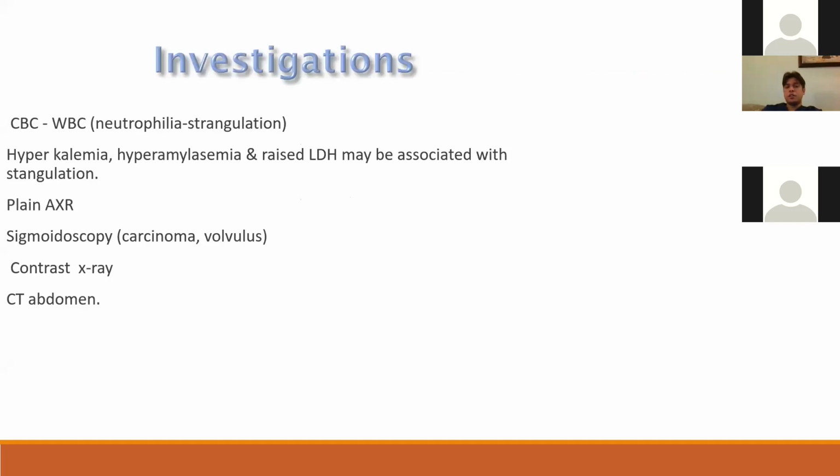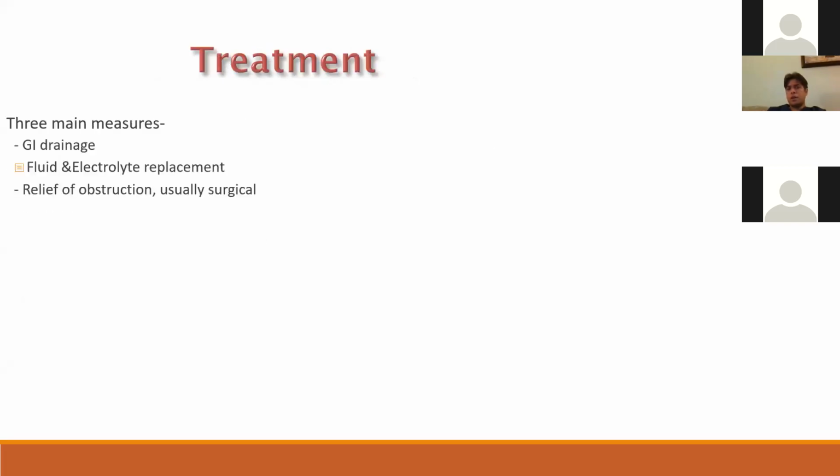Investigations are CBC, WBC. You should correct the electrolyte imbalances. Plain abdominal X-ray. This is mostly asked in exam, what X-ray should you get to diagnose obstruction. So it is generally a supine abdominal X-ray, not an erect one. Okay, a supine abdominal X-ray. Sigmoidoscopy, contrast like barium, like gastrografin enema to rule out volvulus, and eventually CT abdomen if you require.